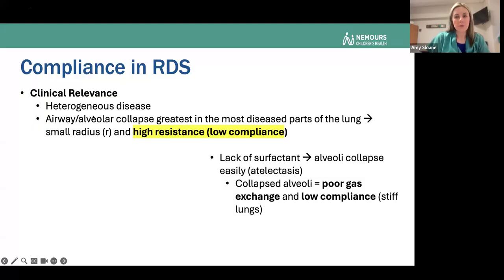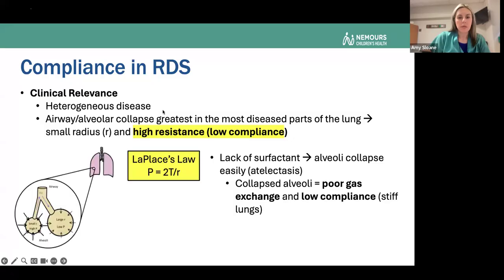So normally, as we all know, your surfactant lowers your surface tension within the alveoli. Without it, you get a higher surface tension and the alveoli collapse more easily, leading to atelectasis and just stiff, poorly compliant lungs. And the mathematical concept that helps explain this, which again is highly testable, is your Laplace's law.